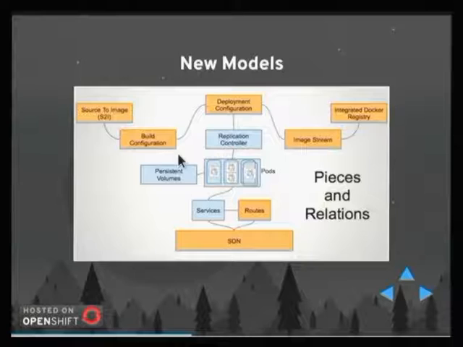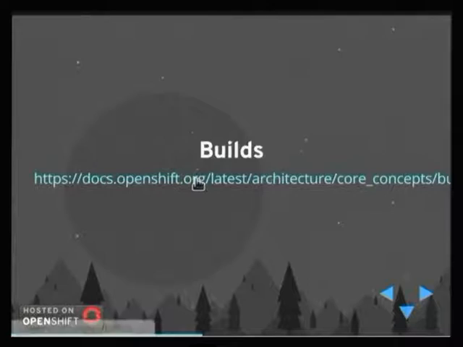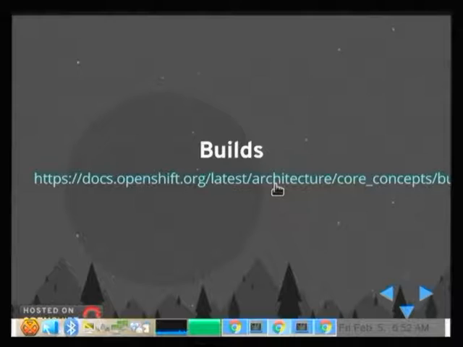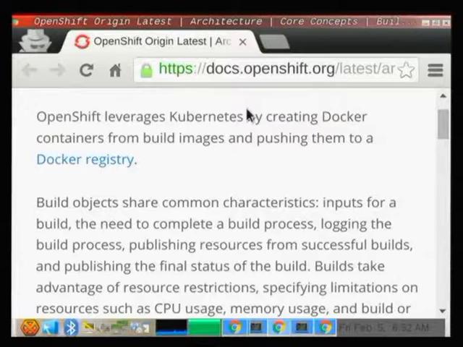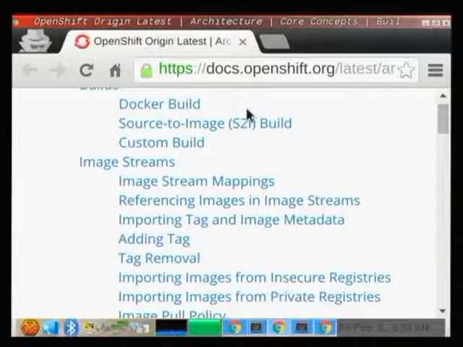So builds. This is a link to the OpenShift documentation that will introduce you to builds. This will go into how we use a variety of build strategies. You can see there are 3 listed here.